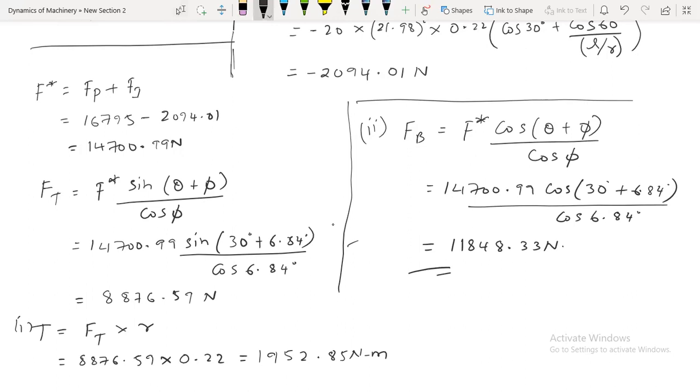So this is how we have to solve the problem in the force analysis of a horizontal reciprocating engine.